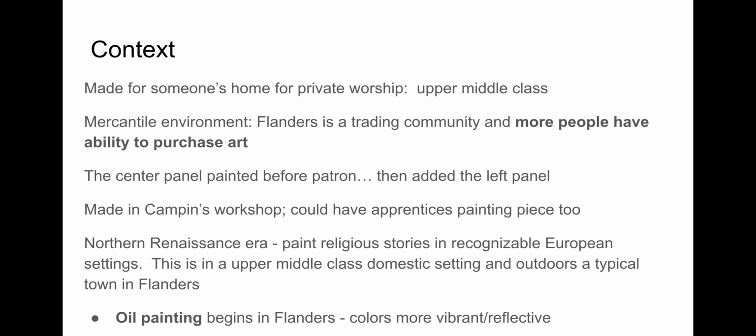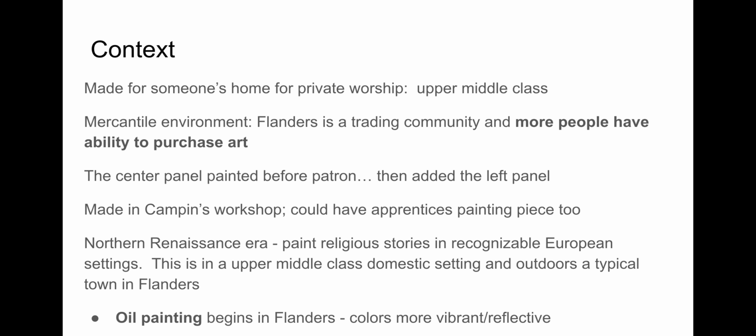So that also impacts the artists, because then they start making art pieces even before necessarily that they get a patron who's going to purchase it. So in this particular instance, we think the center panel was painted. Then the patron came in and said they would like an altarpiece. Then the left-hand panel was added and a right-hand panel was added to the piece to be more specific to the particular patron. I already talked about Campin's workshop. Campin is the main artist, and then maybe he had other apprentices, like 2 or so other artists working to paint this and complete it as well.